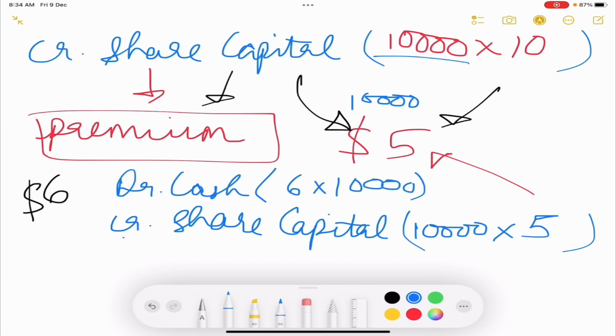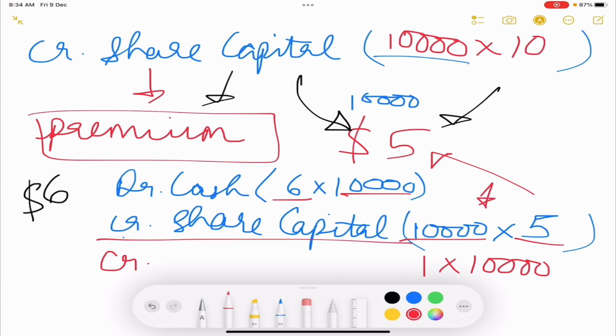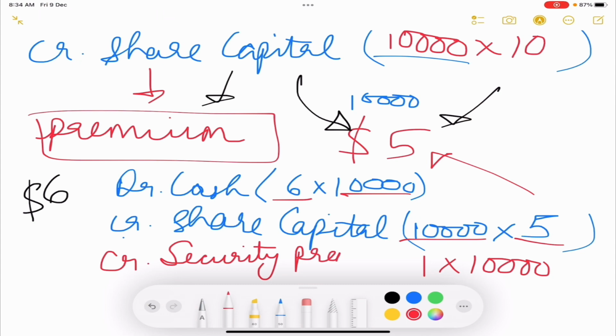Now, is it balancing? Is the debit and credit side balancing? Here we have 6 multiplied by 10,000. Here we have 5 multiplied by 10,000. So there is 1 multiplied by 10,000 which is extra. What are you going to do? Why is it extra in the first place? Because in the share capital we can always have only the face value. So what will you do now? Securities premium. You are going to credit an account called securities premium, and whenever you charge any premium you put that in the securities premium.